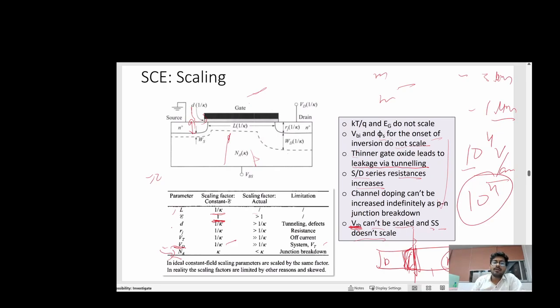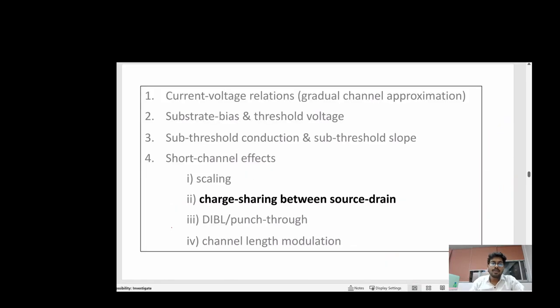According to that, whatever length it is, you need to scale down by 1 by k. If you are scaling down that length by 1 by k, then according to that you need to change the doping, you need to change the voltage, and all these things.